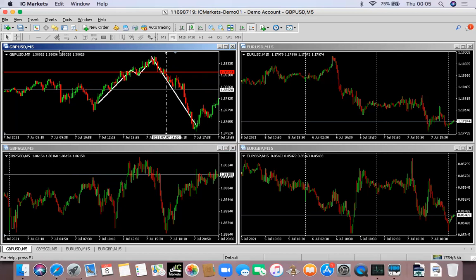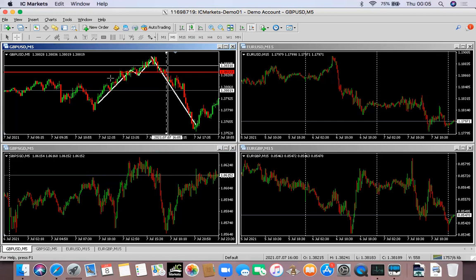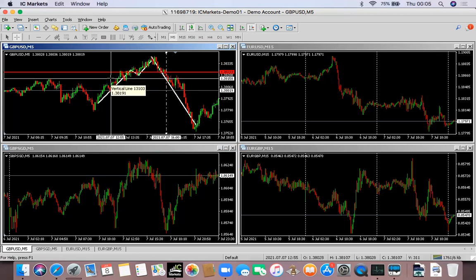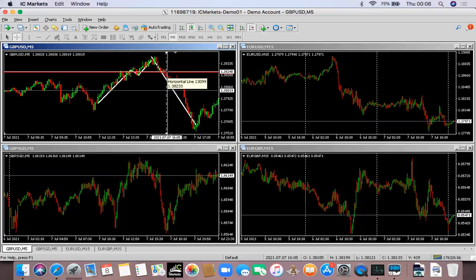So the setup is happening before, you said? Yeah, the setup will happen before. It doesn't happen after. It always happens before. Okay. So once I had this setup here, I took my trade right here and then it went 70 pips, and I had my stop loss up here, right?